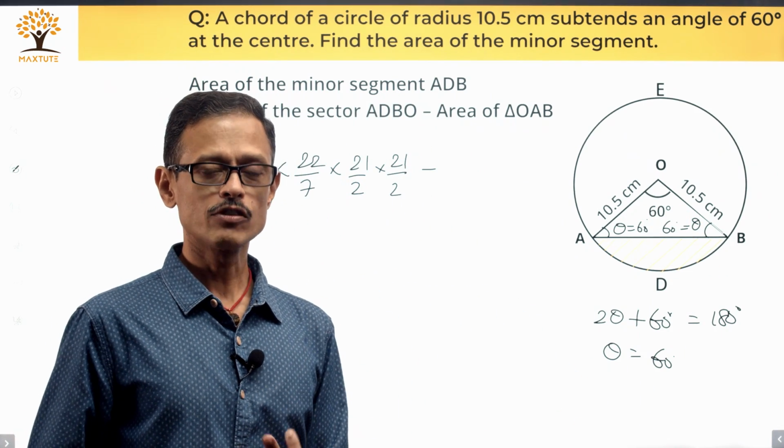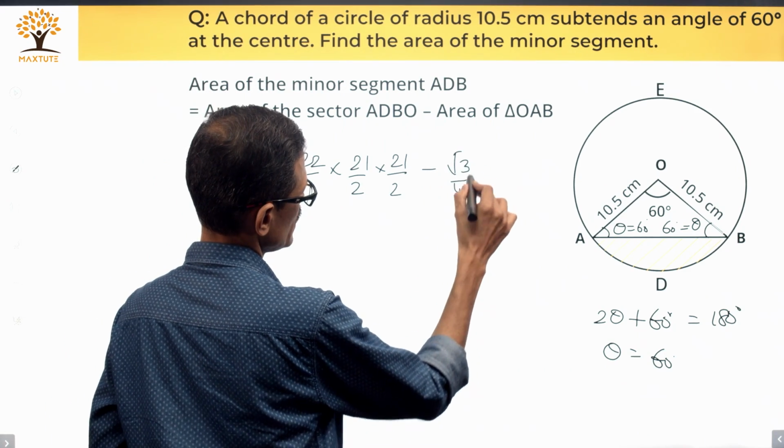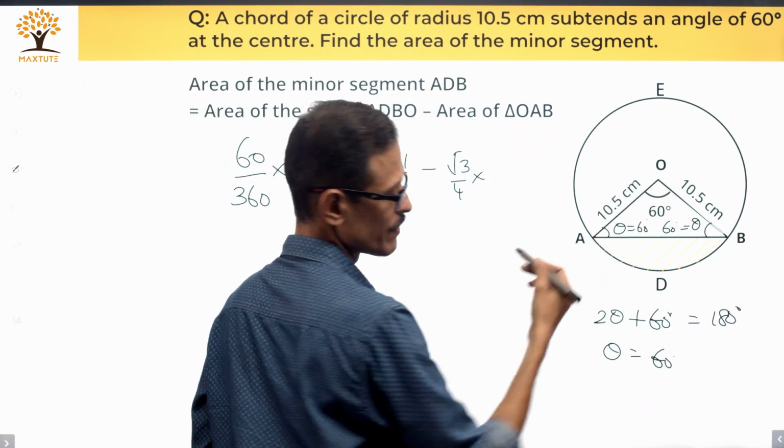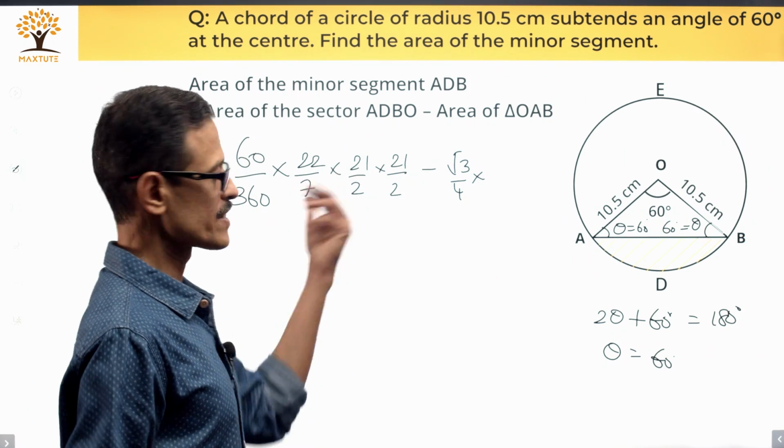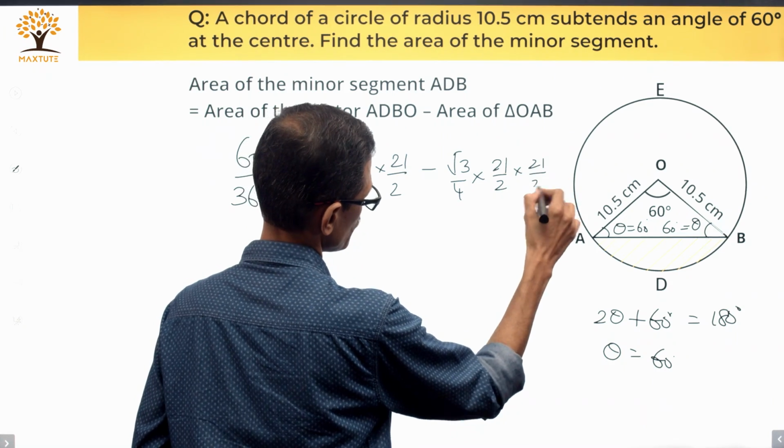The area of an equilateral triangle, the formula is root 3 by 4 a square. So, this is root 3 divided by 4. A is basically the side which is the radius 10.5. We will write it as 21 by 2 again. So, 21 by 2 times 21 by 2.